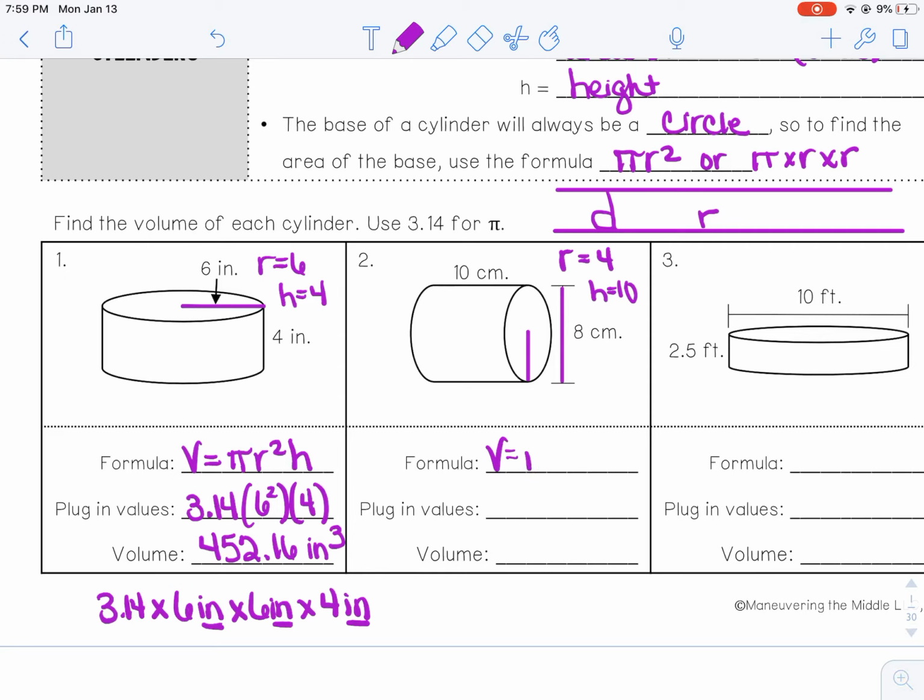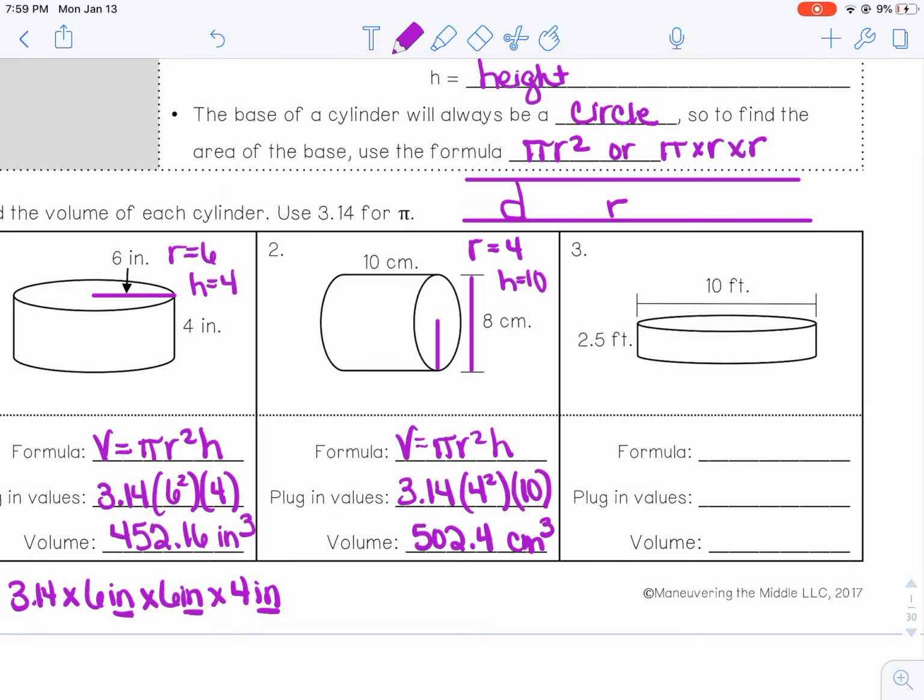Let's get in the habit of rewriting this formula every time, because the more you write it, the more it's going to become part of your memorization. So let's plug in those values: 3.14 times 4 squared times your height, which is 10 centimeters. And 3.14 times 4 squared times 10 is equal to 502.4 centimeters to the third power. In class, I had everyone do number 3 on their own.